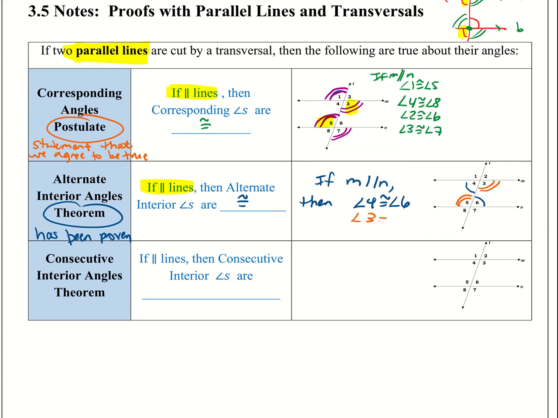Angle 3 is congruent to angle 5. Now, please notice the markings. 4 and 6 are congruent. That's one pair of alternate interior angles. 3 and 5 are congruent to each other, likely in a different way than 4 and 6. So all four probably don't have the same measure.